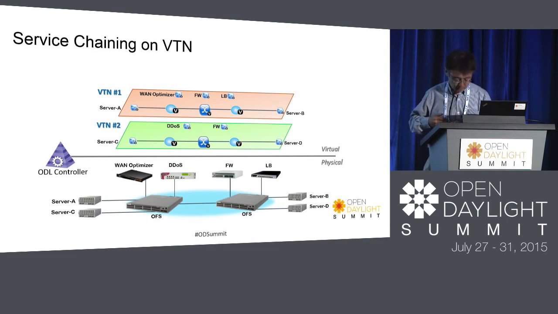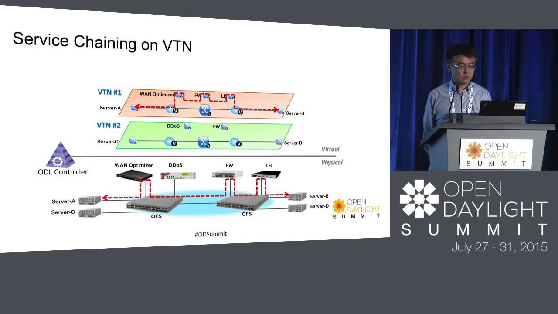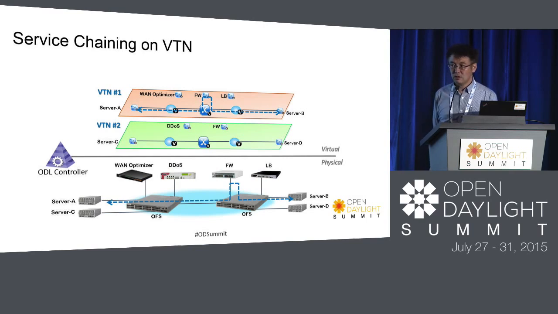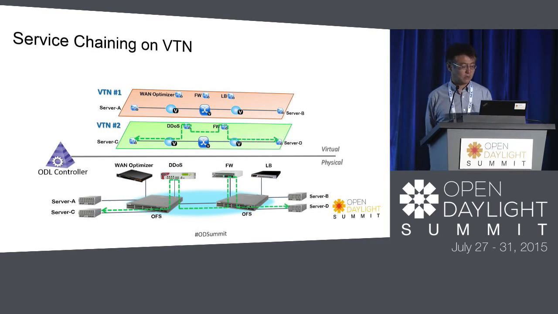And back to the same example of the network topologies. If you have this red flow going through the optimizer, firewall, and then load balancers. Otherwise, you can define a blue flow only going to the firewalls. And also in the VTN2, another green flow goes to the DDoS appliance and firewall, then finally goes to the destinations. So by combining your matching condition and policies, you can define your own service chain policies, and then you can apply such policy on the logical network views. Again, obviously you don't need to configure every single switch in the network to do this. This is one of the benefits of the SDN controller with VTNs.